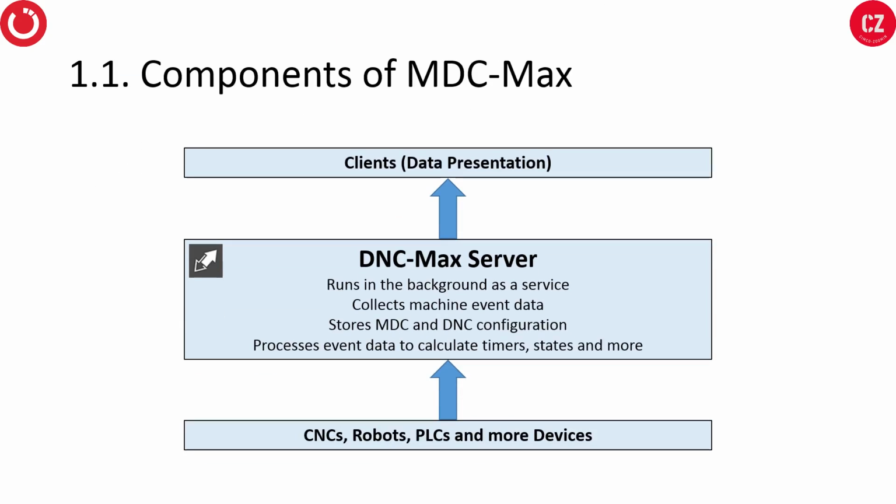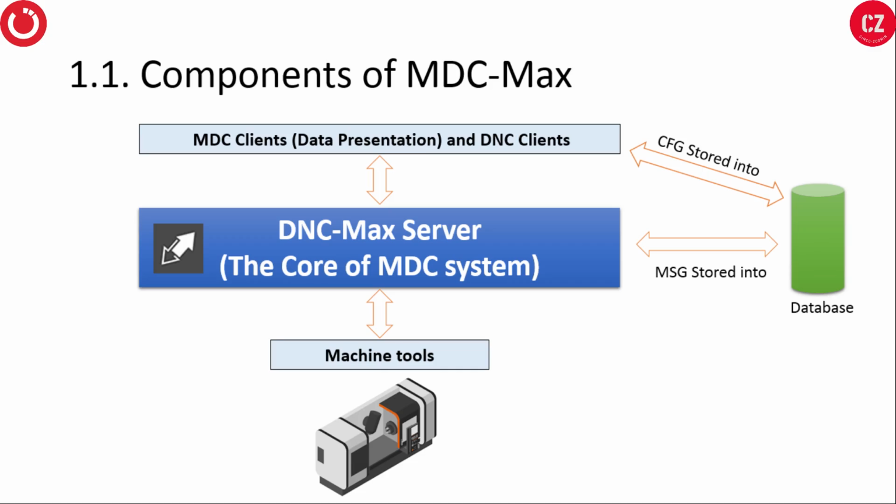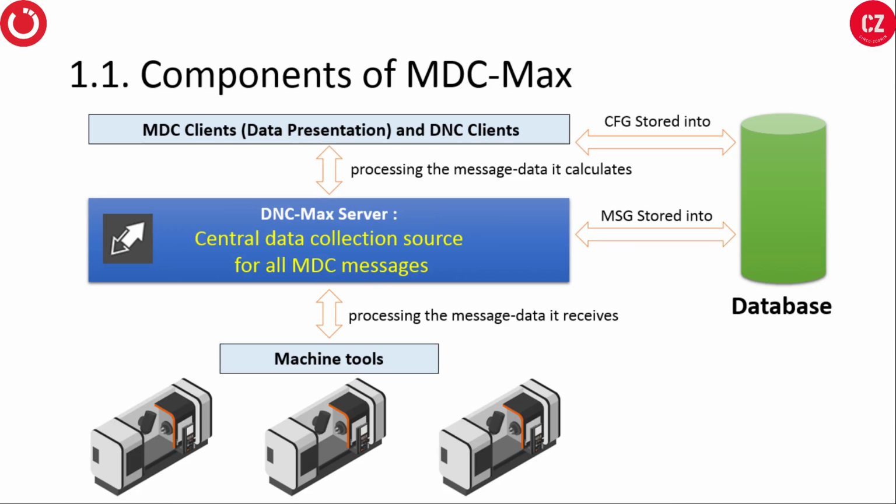The DNC-Max server is the core component of the MDC system. It handles communication with machine tools and is the central data collection source for all MDC messages. The DNC-Max server also takes care of processing the message data it receives and calculates timers, states, and so forth. The server must be running at all times and you cannot run any of the clients without it.